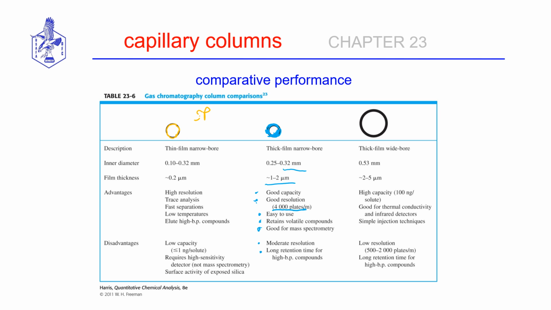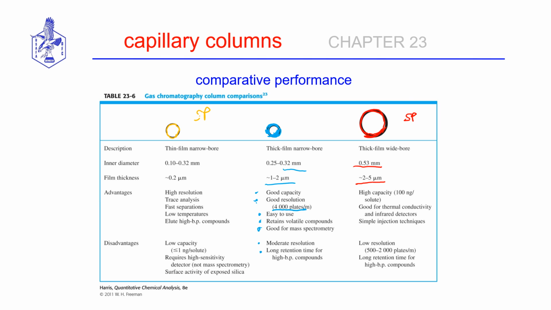The final option is a thick film wide bore. As the name implies, we have a thick stationary phase coating on the inner surface. So we have a reasonable amount of stationary phase, and because it's bigger, it's even more than the thick film narrow bore. Dimensions, we're now in the neighborhood of 0.53 millimeters. Our film thickness is 2 to 5 microns, so we can certainly put a lot more sample on our column without getting overlap.